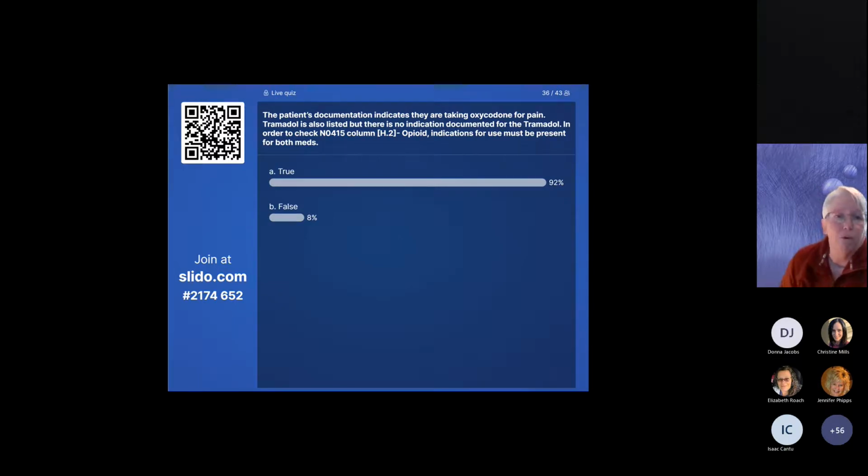So they could have 4 meds of the same class, but if only one of them is indicated by the provider that they should be taking it, and there's nothing from the provider saying they should be taking those other 3 medications in that class, then you have to mark off that indication is not noted in column 2. So that would not be checked. And I envision a lot of clinicians getting this wrong.